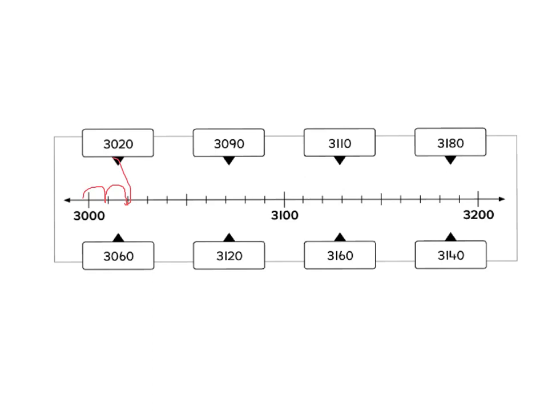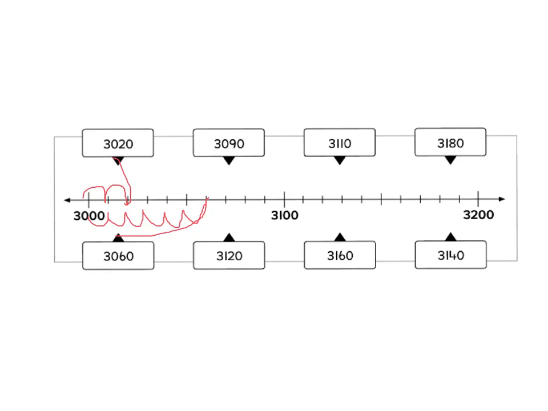3,060. So let's count in tens again from 3,000. 3,000, 3,010, 3,020, 3,030, 3,040, 3,050, 3,060. So this one has to have a line drawn to that mark there.